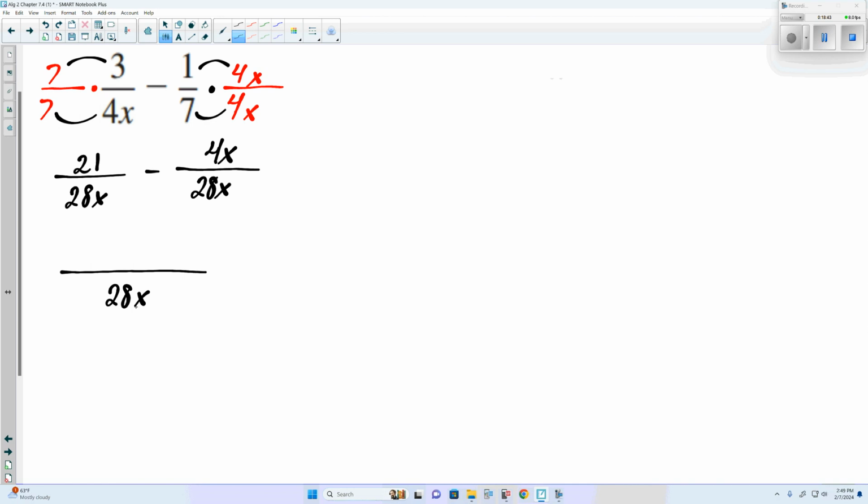Now, since we have the denominators the same, and the numerators are as simplified as they get, we can go on and subtract our two numerators. Now that we have it set up this way, we can drop our parentheses, apply that negative to every term in our second expression, and we get this here.